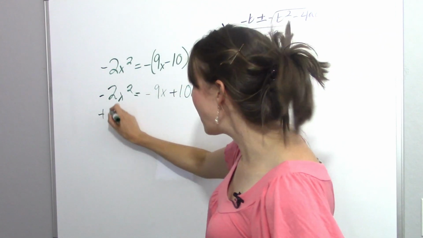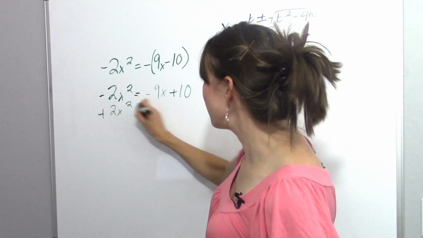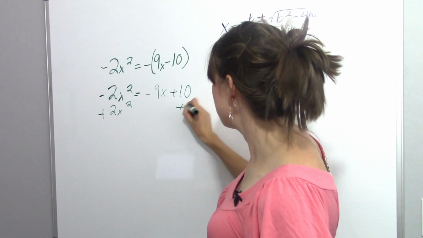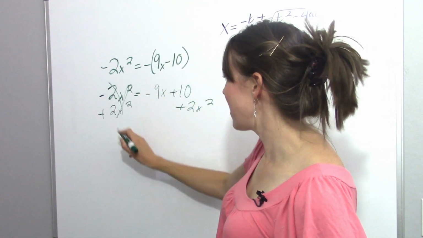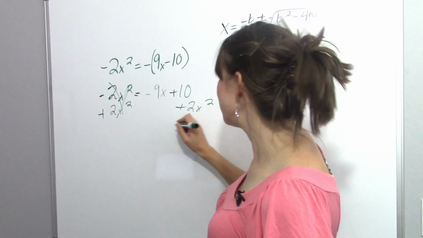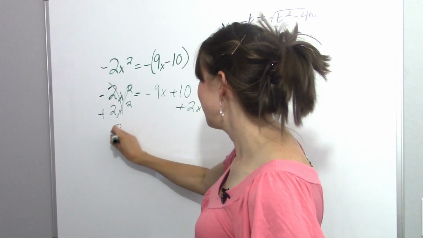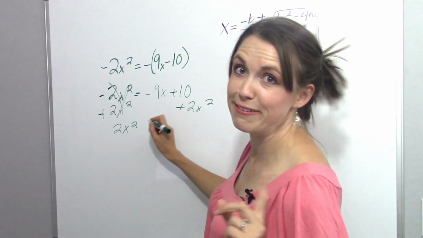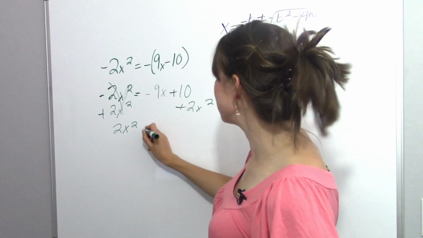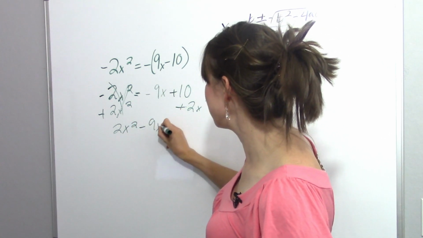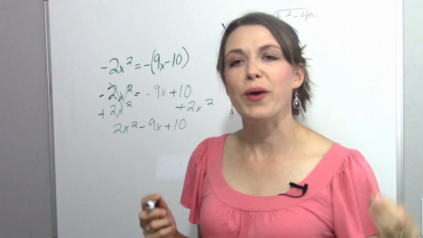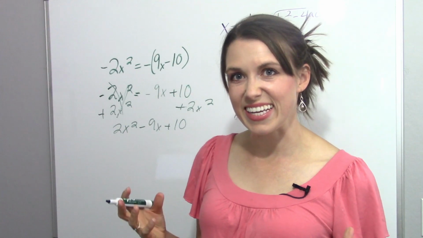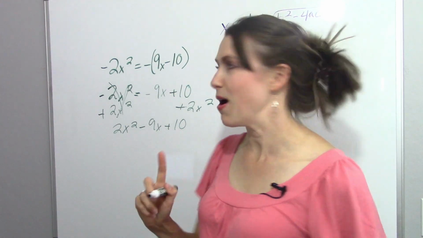So I'm going to add 2x squared to both sides. And that's going to cancel out. So I'm left with 2x squared. Put in my correct equation, right? 2x squared minus 9x plus 10. And now I have it in the equation format that I need in order to solve the problem.